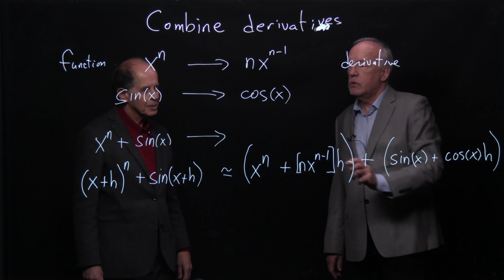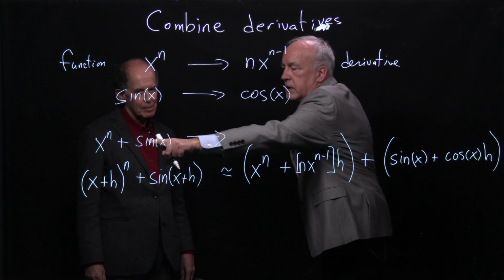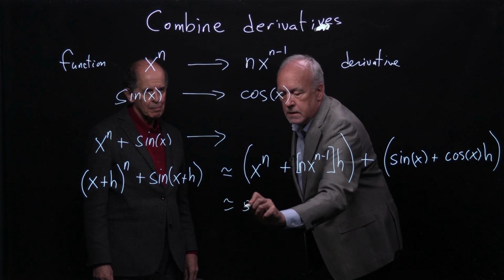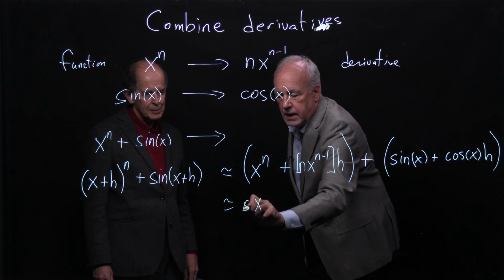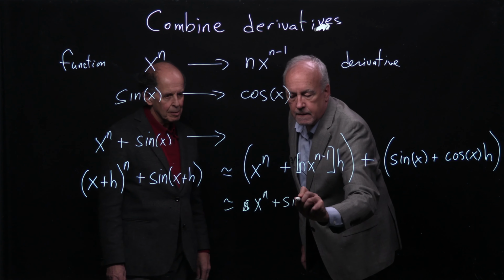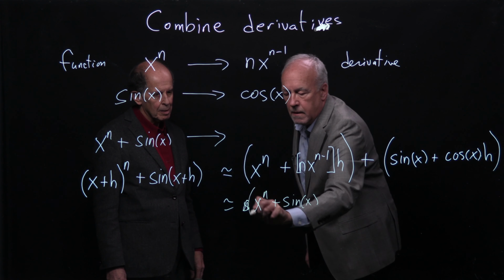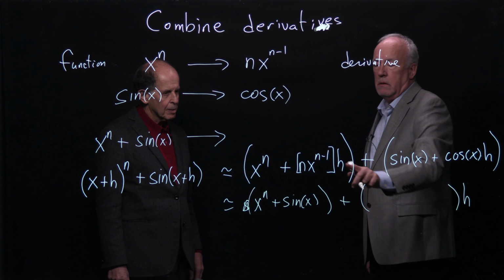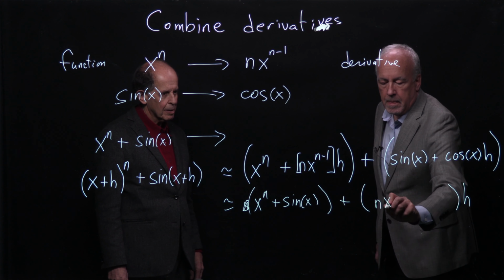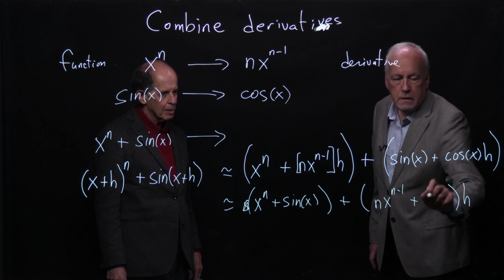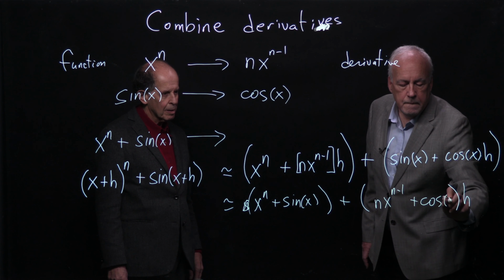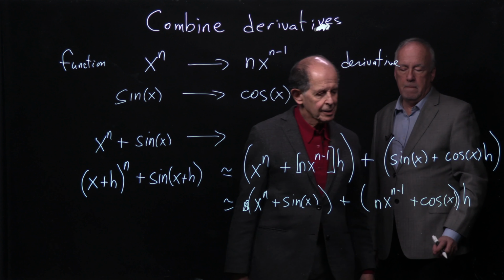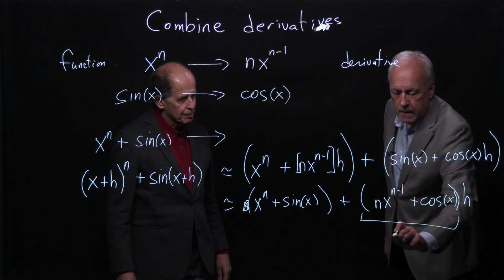Right. So now, because we're trying to find the approximation to this whole thing, let's bring these two guys together. Here's the x to the n, sine x. So this gives me x to the n plus sine x. That's the function. And then there's the derivative part. All the stuff that has an h in it, that's this guy, and then this guy. So where's my slope? Right here between these two round brackets. And so that's the slope.